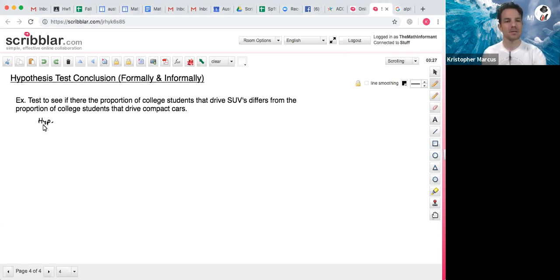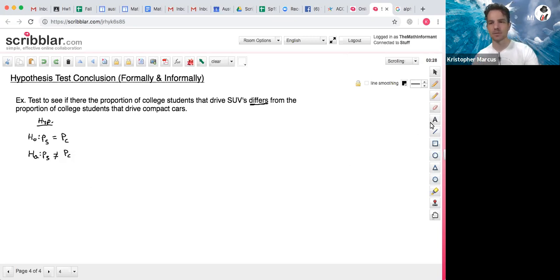The null hypothesis for this is always an equal statement. So in ours, our null hypothesis is that the proportion, maybe p sub S for the SUV drivers, is equal to the proportion p sub C of compact car drivers. And then the alternative statement is based on one word and one word only. It's either a less than, greater than, or in this case, it's the word differs. Differs is the key word. So differs would indicate copy and paste p sub S, p sub C, but stick a not equal sign.